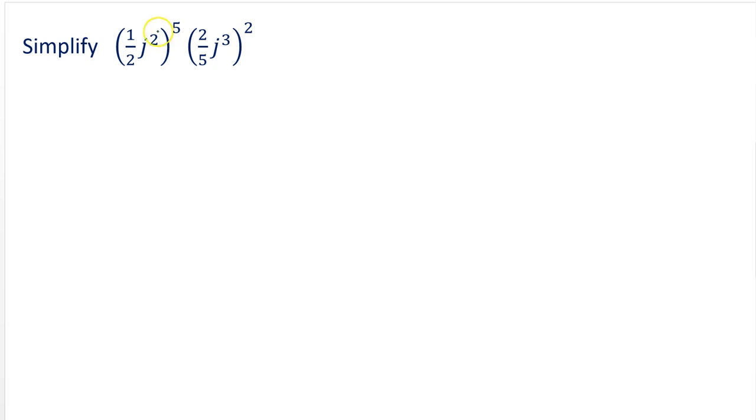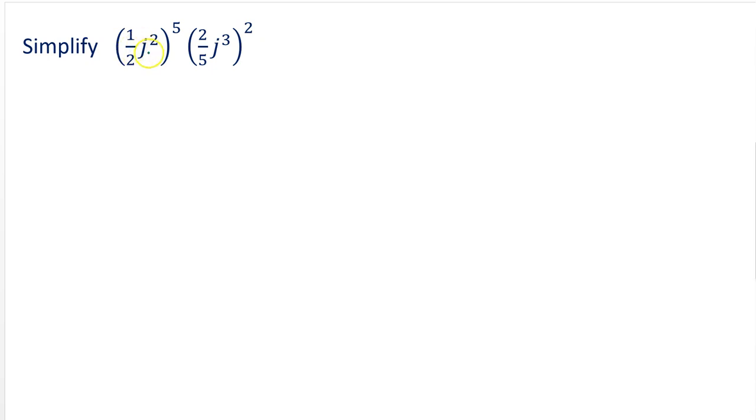Notice we have a term in here, 1/2 j squared. Actually, honestly, this is all one term because it's all multiplication, but it needs simplifying. We have in parentheses a 1/2 j squared, but all of that is raised to the 5th power. And then over here we have a 2/5 j to the 3rd, and you see that's all raised to the 2nd power. So I need to handle that first.